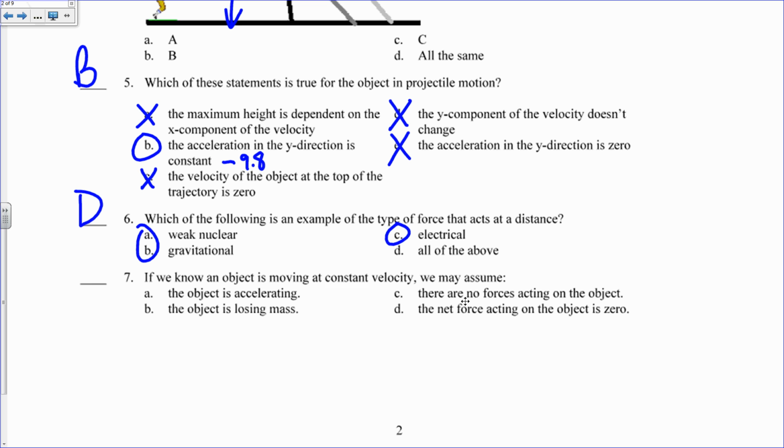If we know an object is moving at constant velocity, we may assume, okay, if it's constant velocity, that means a equals 0. The object is accelerating? No. Losing mass? No. That might be the case, but we can't assume that right off. There are no forces acting on the object? Not necessarily. The net force is 0. That is certain. That's from Newton's second law, which says that the net force equals mass times acceleration. So if this is 0, this has to be 0 as well. So D is the answer.